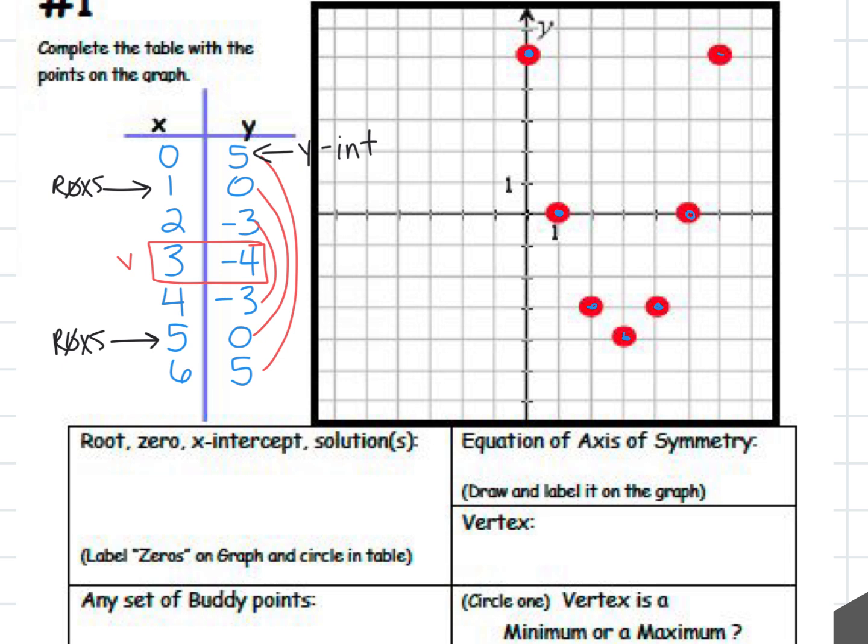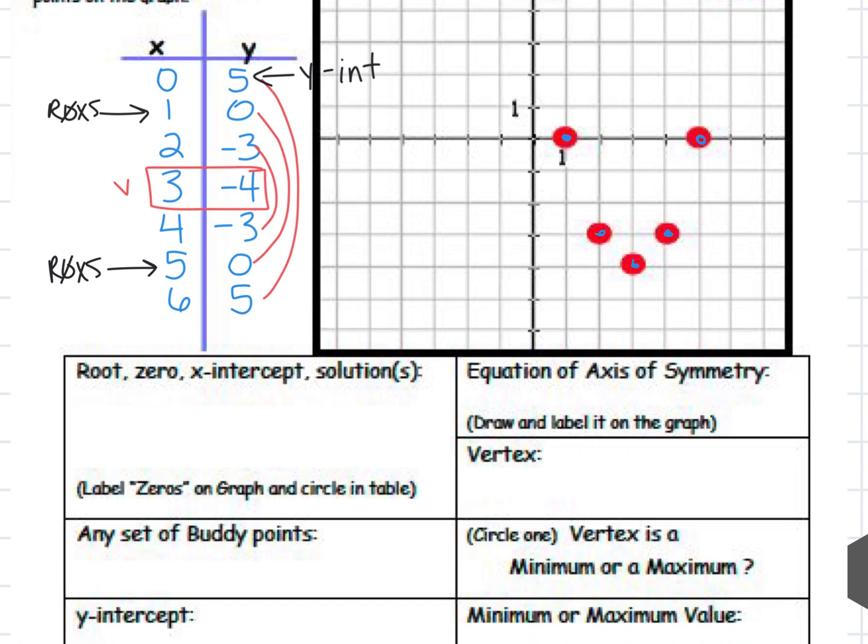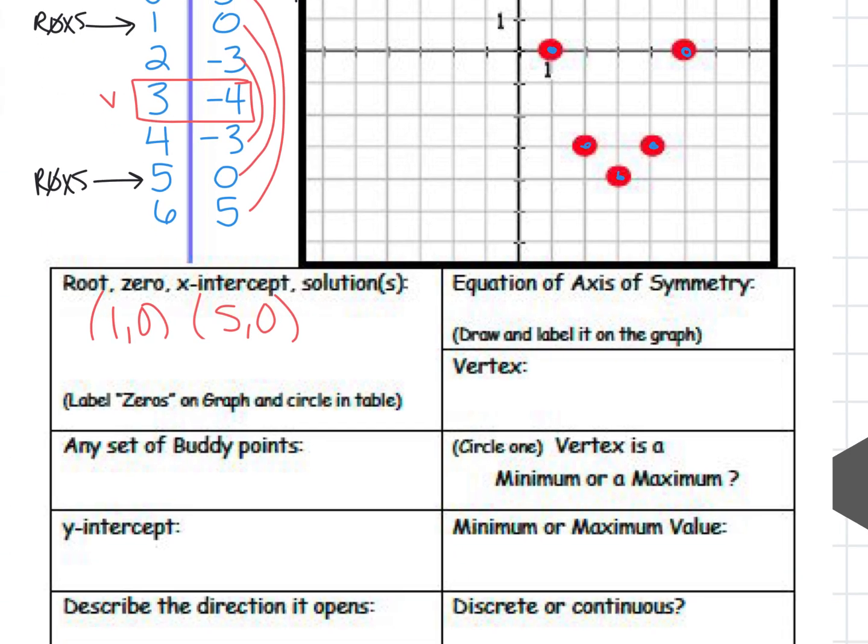Okay, so what would you put down here for roots? We had 2 of them, right? What were they? 1, 0 and 5, 0. Thank you, sir. What about, do you want to do the vertex or you want to do the equation for the axis of symmetry? What do you want to do first?